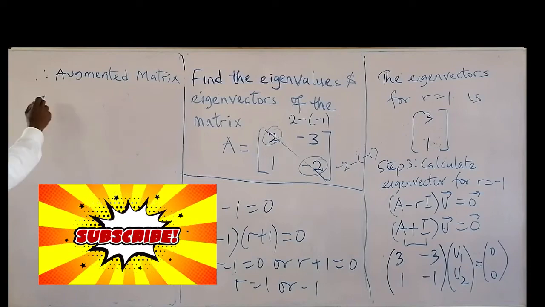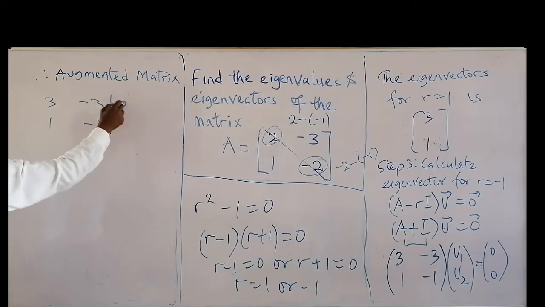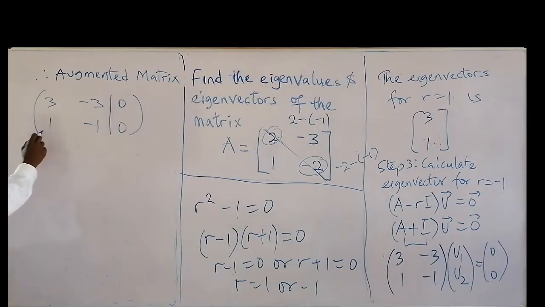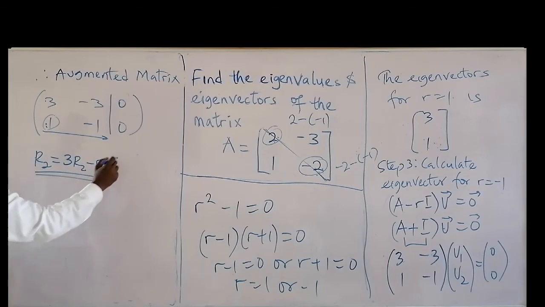Okay? Then the next step is the augmented matrix. And that will be 3 minus 3, 1 minus 1, then 0, 0. So that's the augmented matrix. And what we are trying to achieve on this second row is to have at least one of the elements to be 0. So what we are going to do here is to multiply row 2. If this can be 3, then we can take 3 minus 3. Then we can have 0, 0 here. So we can have 3 times row 2 minus row 1. So that will achieve that purpose.